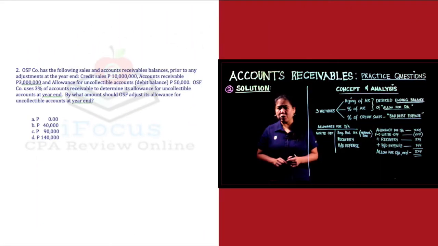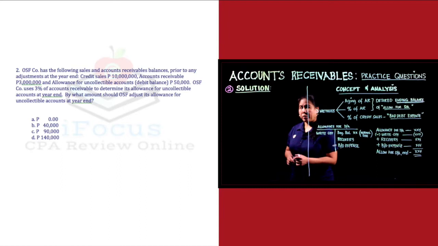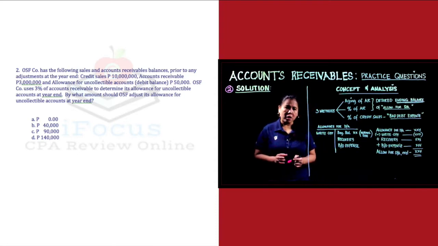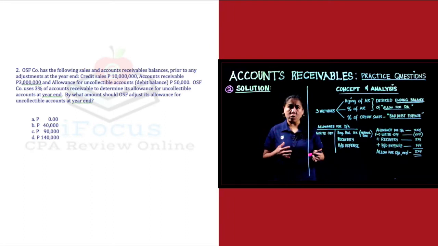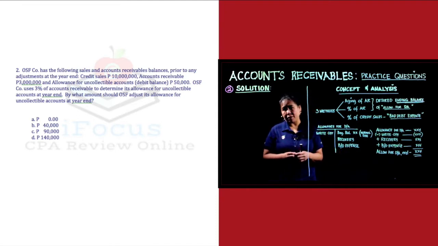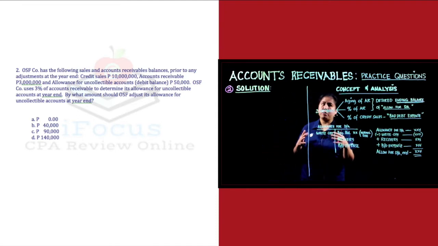Alright, question number 2. What is the requirement for question number 2? By what amount should OSF adjust its allowance for uncollectible accounts at year end? So, ang tinatanong dito, yung i-adjust natin sa allowance for uncollectible accounts. Let me give you an overview kung paano natin nako-compute yung ating bad debts expense. We have 3 methods of estimating the bad debts expense.